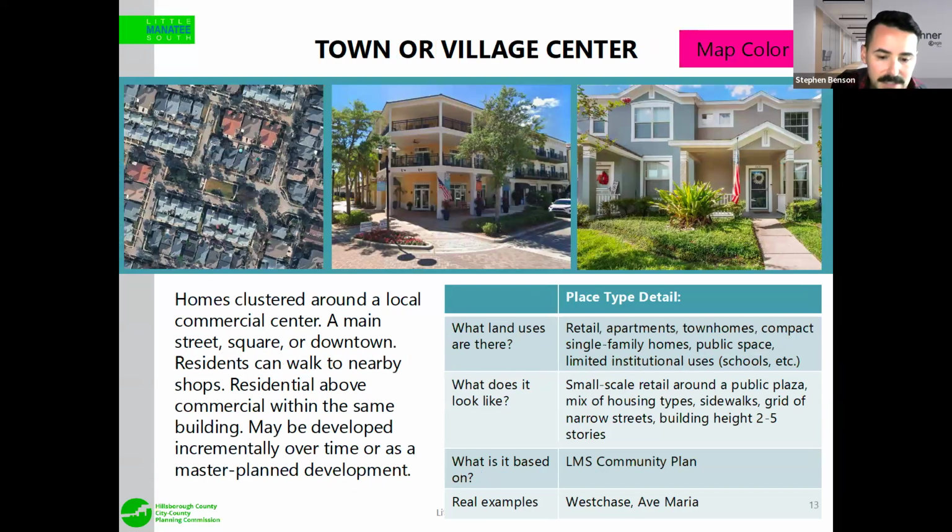Town or village center. This is one of the higher density place types that we're showing that does incorporate homes clustered around a local commercial center. This could be a main street, a square, or a downtown. There are several of these, especially in a newer development context throughout Hillsborough County. For example, in the West Chase community, the West Park Village neighborhood is a good example of a town or village center as part of a larger development. And again, this might be incrementally developed over time or as part of a master planned community.